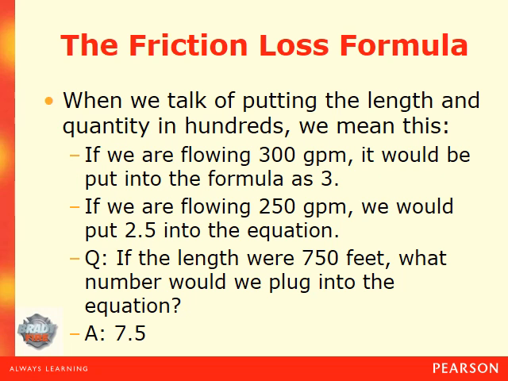When we talk of putting the length and the quantity in hundreds, we mean this. If we are flowing 300 gallons per minute, it will be put in the formula as 3, because essentially you're doing 300 divided by 100. If we are flowing 250 gallons, we put in the equation as 2.5. And if the length of hose were 750 feet, it would be 7.5. Essentially, we're just moving the decimal place over 2 times because you're dividing both things by 100.